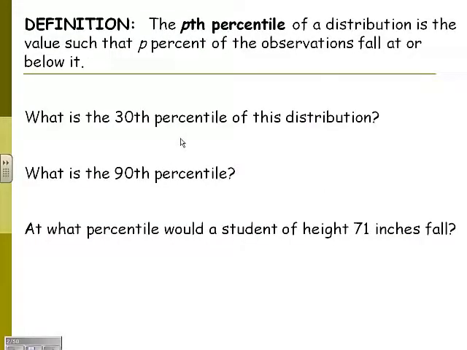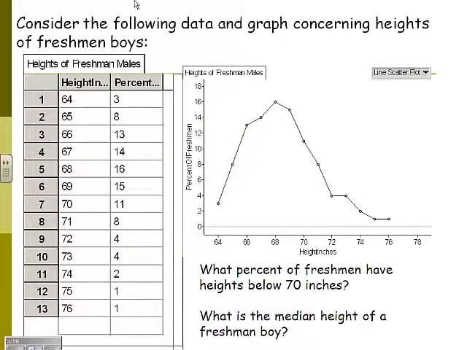The question then is, what is the 30th percentile of this distribution, and what is the 90th percentile, and at what percentile would a student of height 71 inches fall? So let's go back to this slide again, and we want to figure this out.